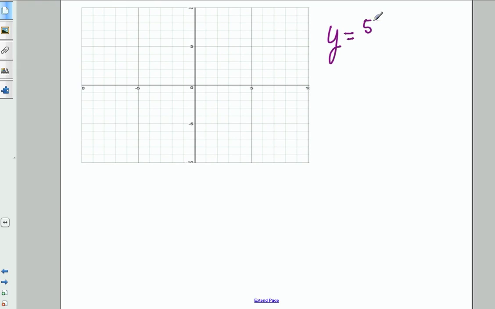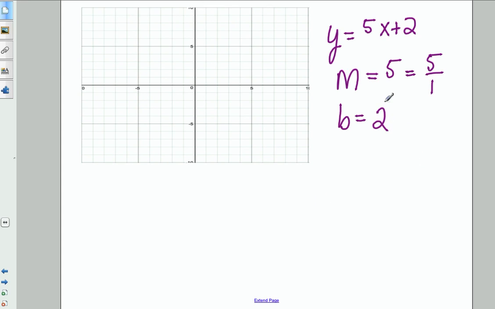What if I had y equals 5x plus 2? Can you go ahead and state your M and your B? Yeah. Why? Because they're already there. Why are they already there? Because you have to know that. It's y equals. Y is by itself. What's your M? 5. But I need a rise and a run. 5 is equivalent to 5 over 1. And what's your B? 2. I don't put that in a fraction because I don't need a fraction. I just need that number.